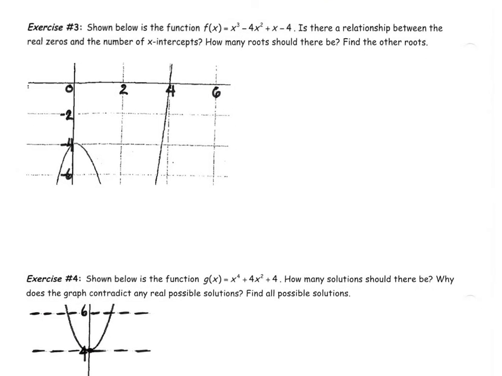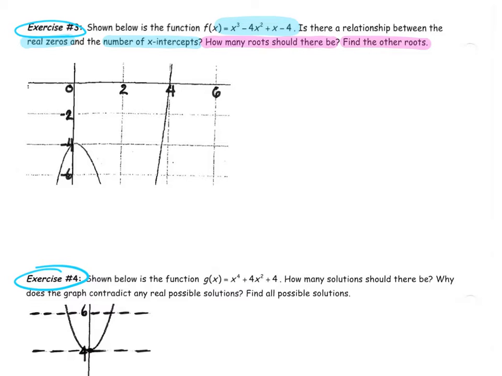So we should be on page 31. Now I love questions like exercises 3 and 4. You can definitely expect to see something like that on a test because now it's making you look at the graph. So we're given the following function. And I want to know, is there a relationship between the real zeros and the number of x-intercepts? How many roots should there be?